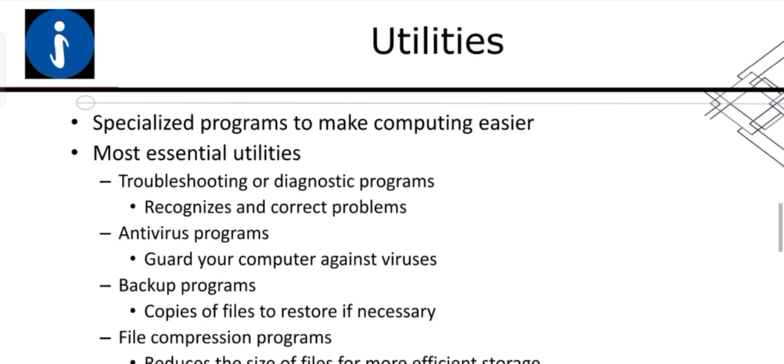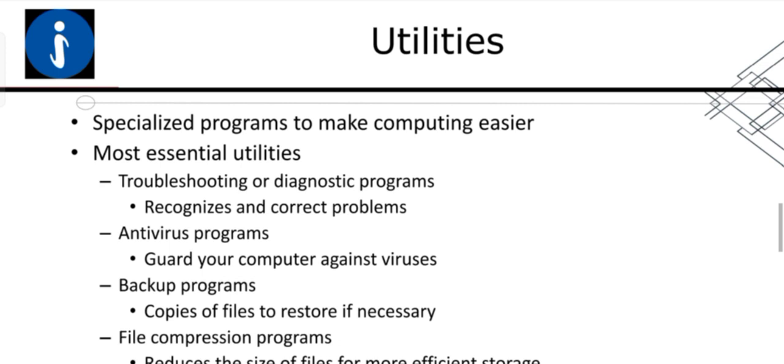Now move toward utilities. Utilities are basic, and they are present in each and every operating system. They are specialized programs to make computing easy. The most essential utilities are mentioned here. You can see on your screen. First are troubleshooting or diagnostic programs. Troubleshooting recognizes problems in our programs, and it gives us the steps to correct them. It guides us on how to correct that program.